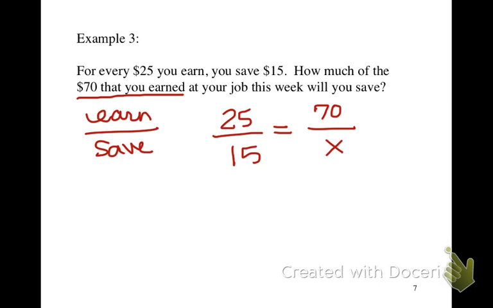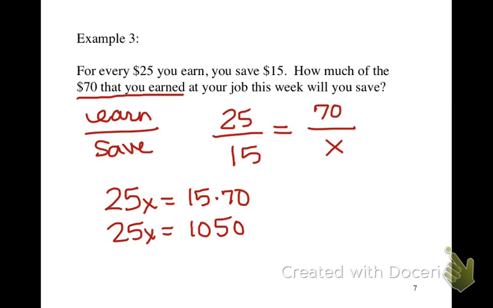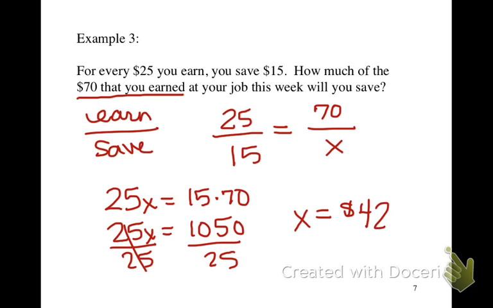So using the cross products to write my equation would be 15 times 70. Divide both sides by 25. And I find that x is equal to $42 saved, and you want to make sure to label your answer.